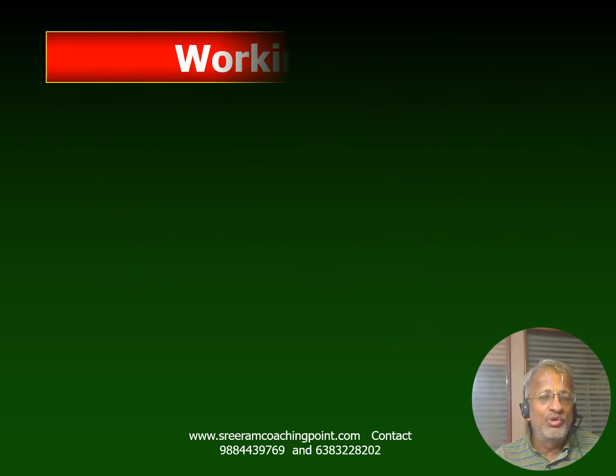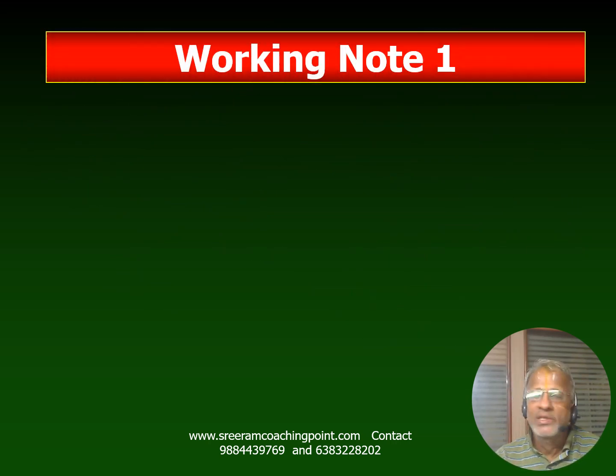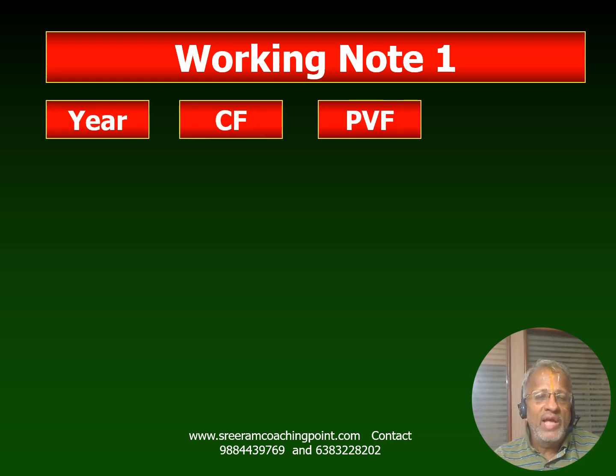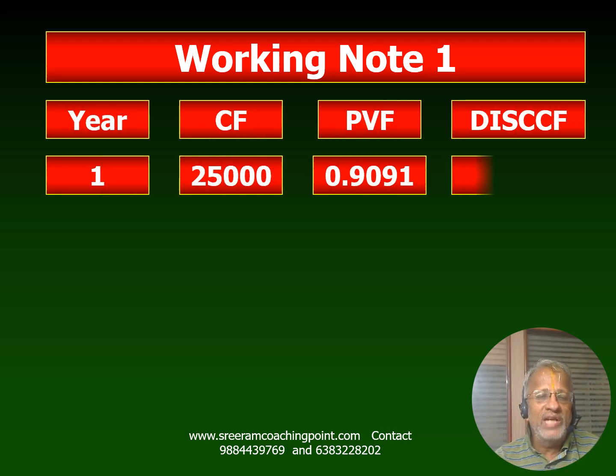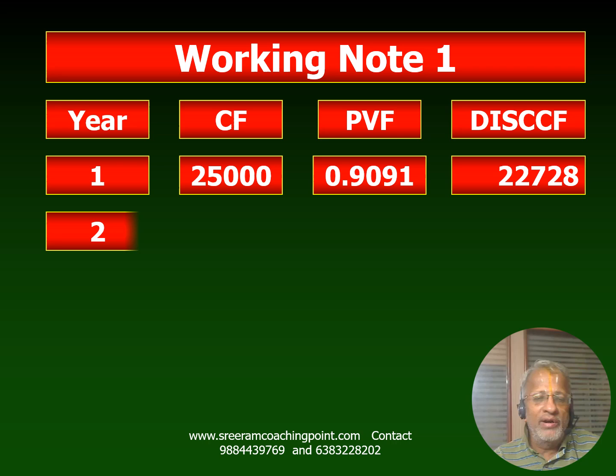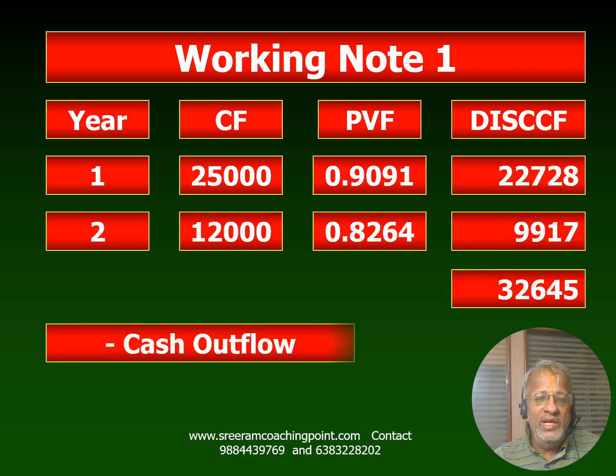Now let's go through combination number 1, which I have put out as working note number 1. So here we have cash flow, PV factor and discounted cash flow. I have taken 4 decimals, but 4 decimal or 3 decimal is not a matter at all. So you arrive at the number 32645.